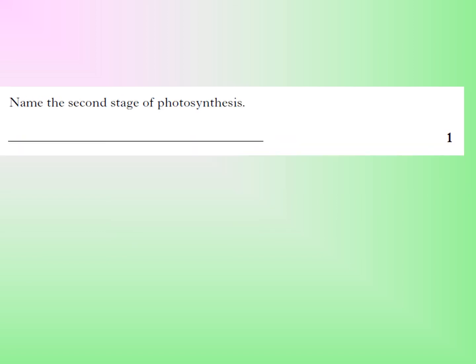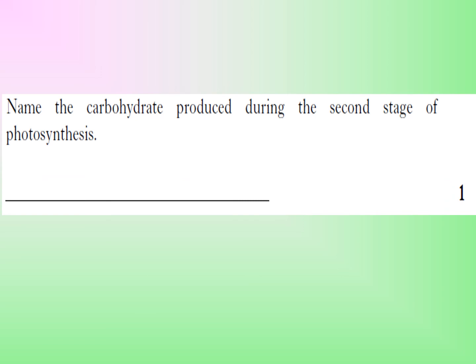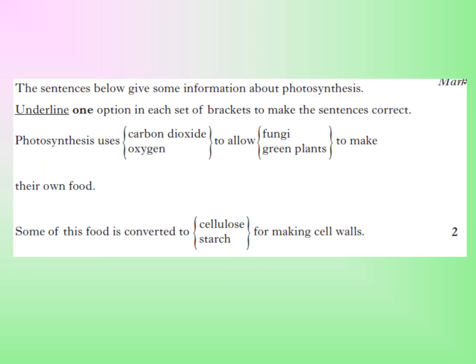Name the second stage of photosynthesis. Remember, carbon dioxide is involved here, so we call it carbon fixation. Name the carbohydrate produced during the second stage of photosynthesis. When we join carbon dioxide and hydrogen together, what do we get? Glucose. The sentence below gives some information about photosynthesis. You've got to work out what words would make that sentence correct.